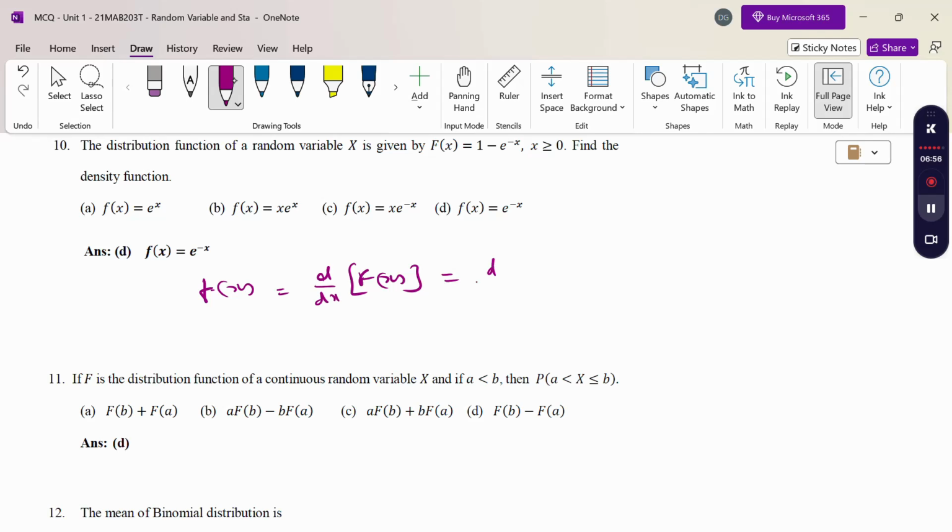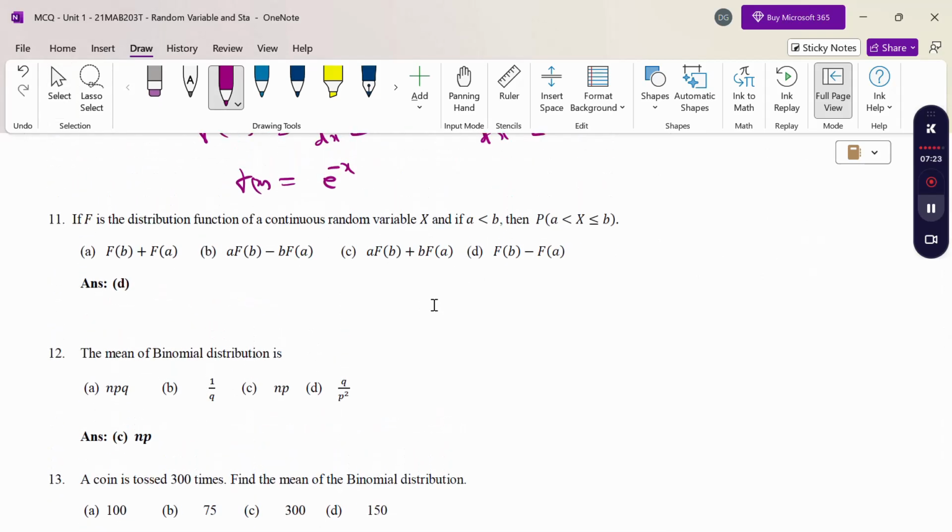Now differentiation d by dx of 1 minus e power minus x. The differentiation of 1 is 0, minus the differentiation of e power minus x, which is e power minus x into minus 1. So minus minus is plus, the value of f of x is e power minus x. Now see, it is e power minus x, option D.